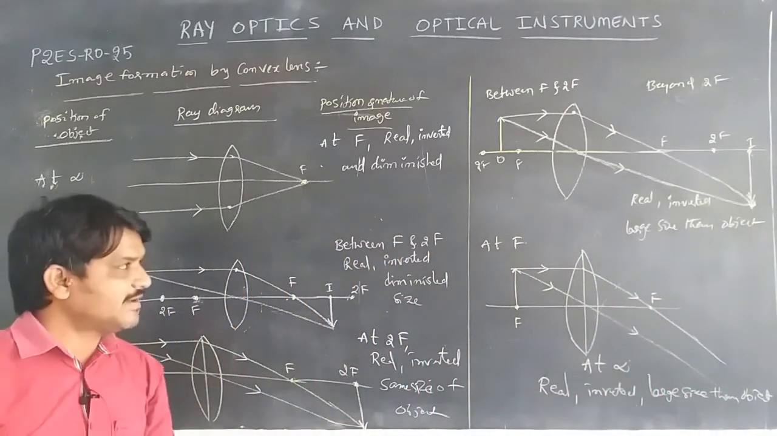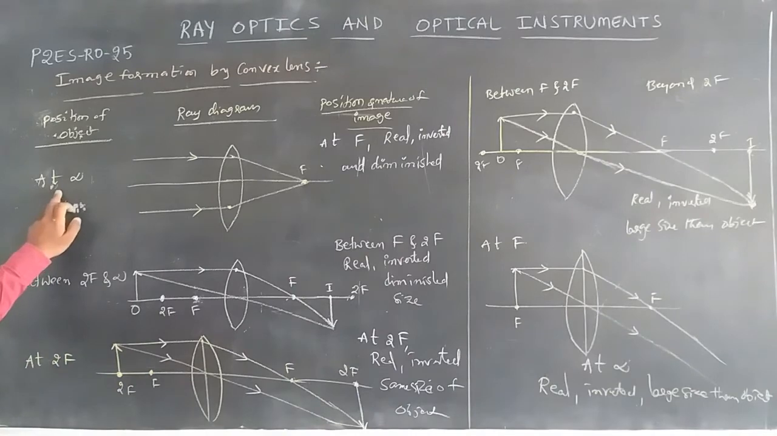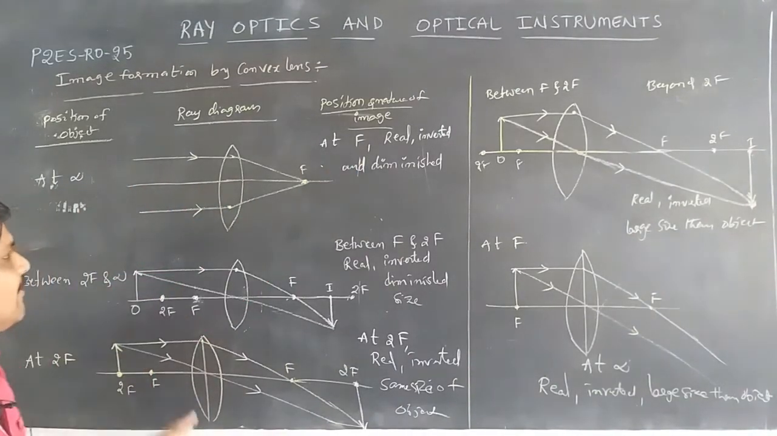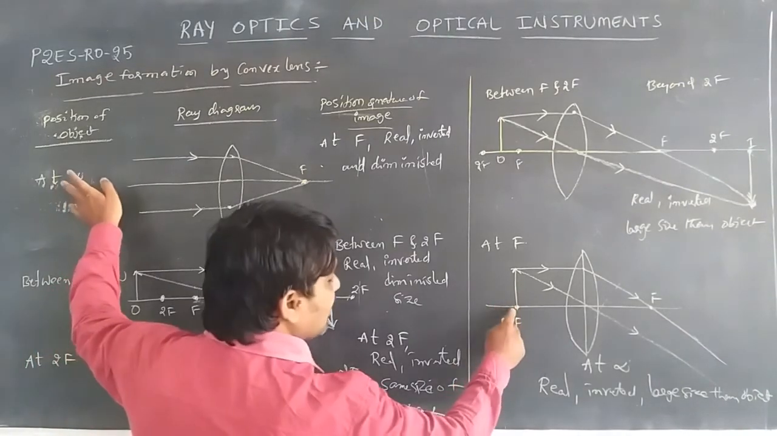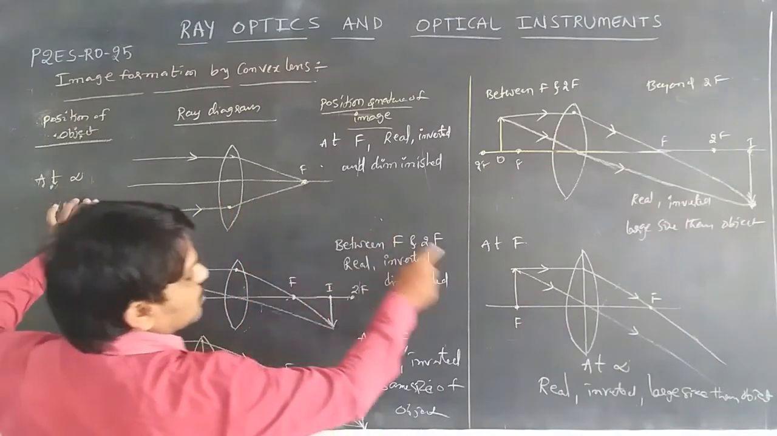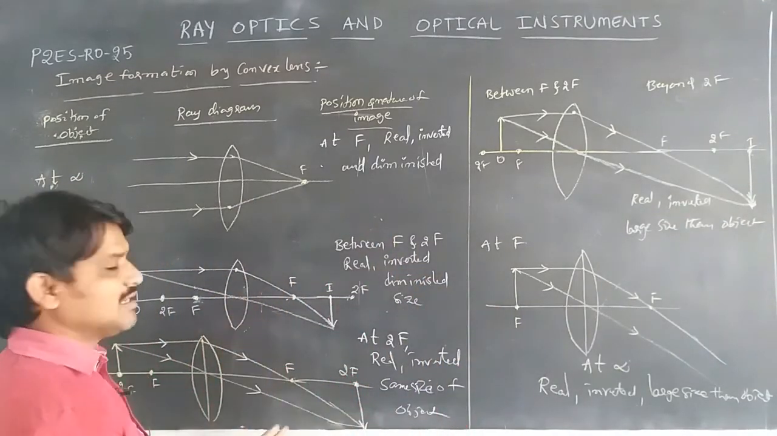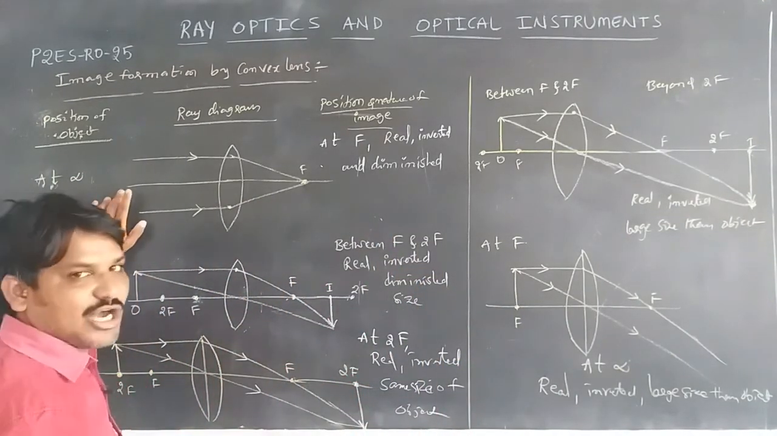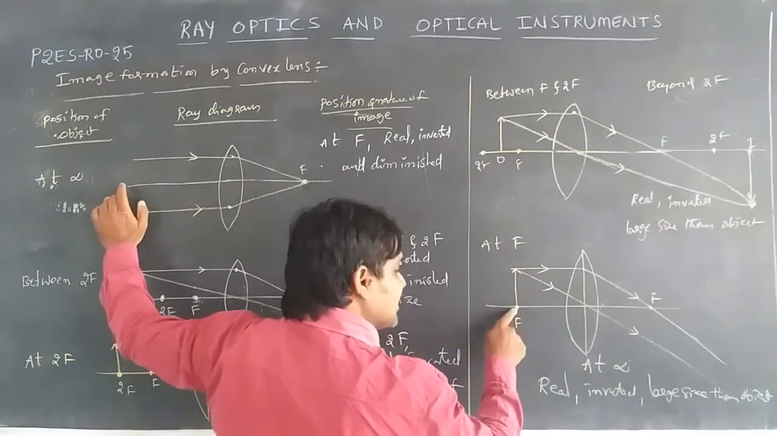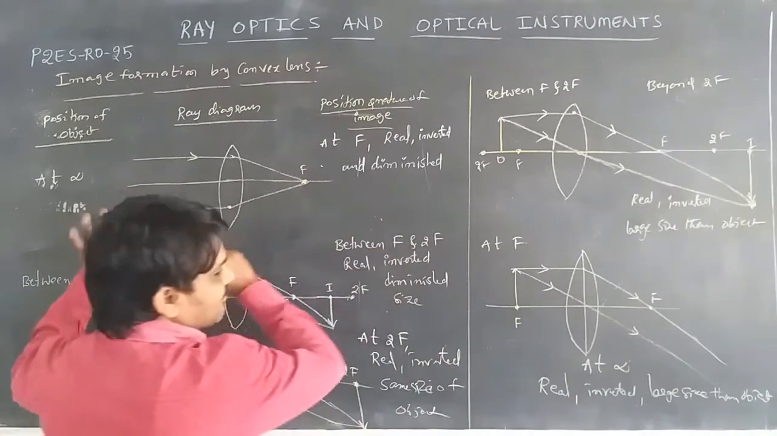When the object is placed at infinity, the image will be formed at f. When the object is placed at f, the image is formed at infinity. The positions are similar. Whenever the object is at infinity, the image is formed at f. If the object is placed at f, the image is at infinity.